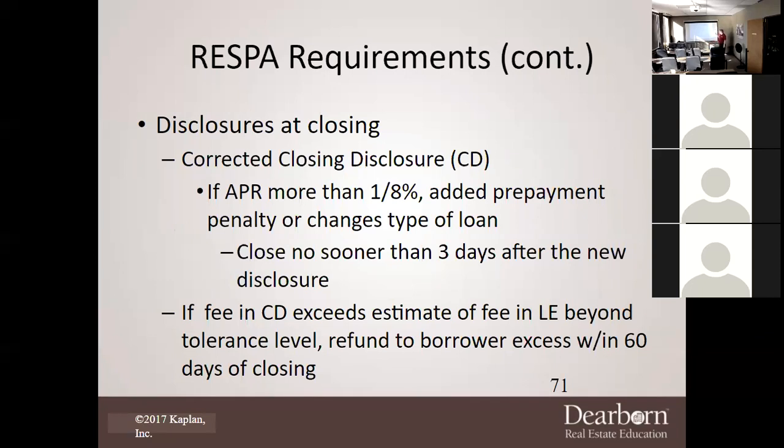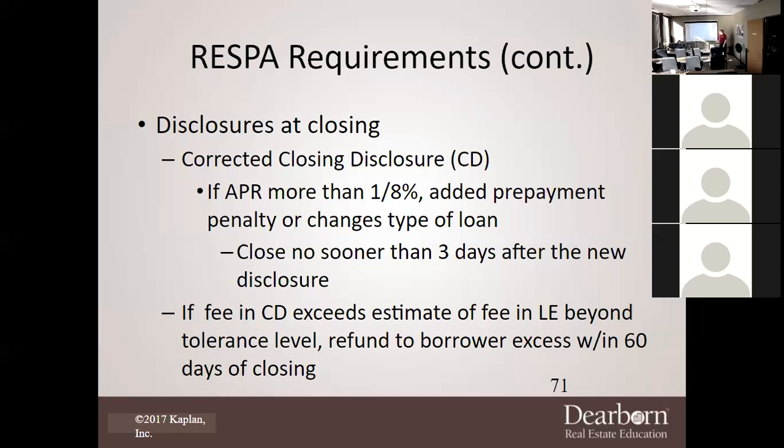If there's any change to the CD, guess what happens to that 3 days? It restarts. So, Mr. Eugene, if you get your CD form today, when could you technically close? 3 days from today. Well, you get it and you don't review it until tomorrow, and you notice there's a problem, something changed. They have to change it and reissue it to you on Saturday. What happens? Can't close, gotta close 3 days later.